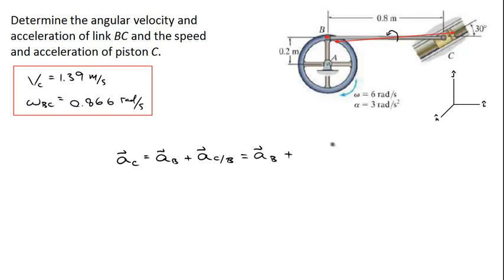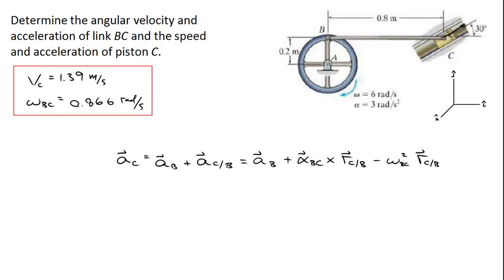And the tangential acceleration, we'll add this in, is equal to alpha BC crossed with the position of C with respect to B. And the centripetal acceleration is equal to negative omega BC squared, it's acting in the negative direction, times the position of C with respect to B. And again, there's this constraint that location C, or piston C, can only accelerate to the upper right.